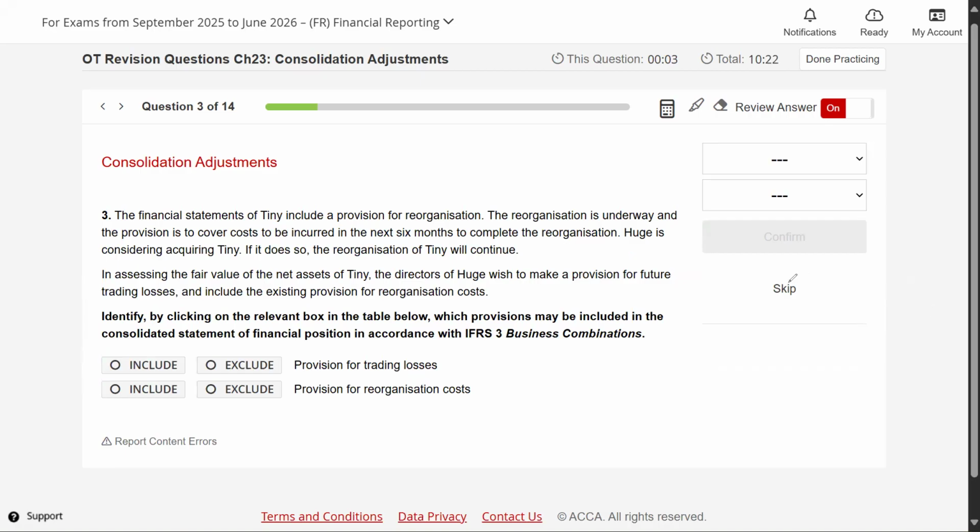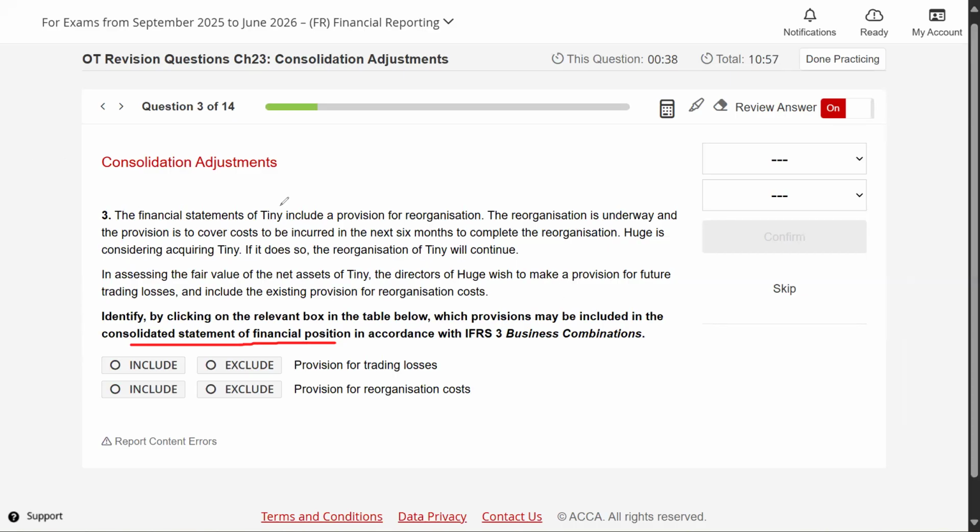This is another similar question. Identify by clicking on the relevant box in the table below which provisions may be included in the consolidated statement of financial position in accordance with IFRS 3. Now here, we are not considering goodwill. We are considering what would be recorded in the consolidated statement of financial position in accordance with IFRS 3. However, the items would be similar, but the time period is different here.